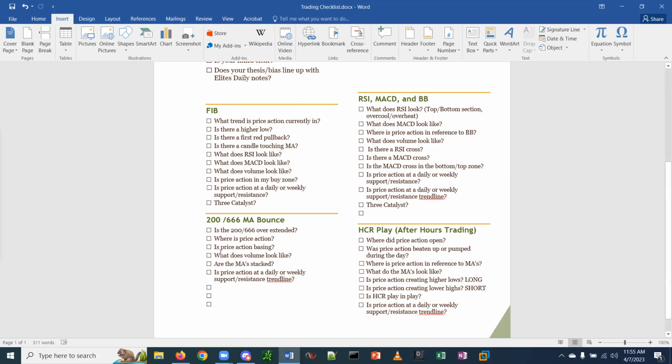So you adjust, and that's why having these printed out and in front of you helps. You can do this for any play that you use. These are just the top 4 that I use. But if you noticed, on all 4 plays, except this one, I always put 3 catalysts at least. If none of them have 3 catalysts, then don't enter the trade.